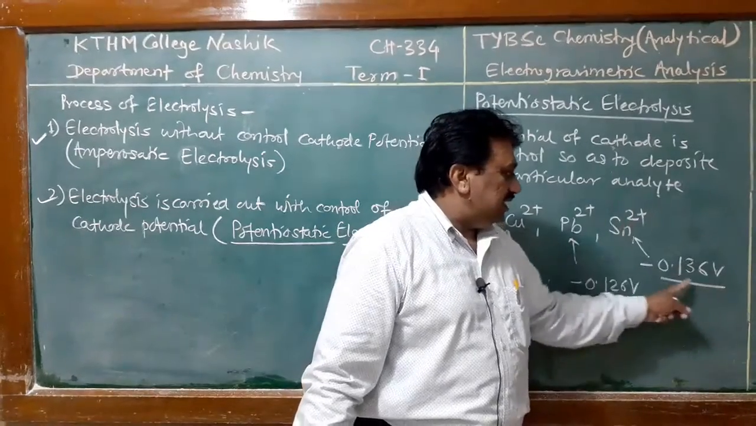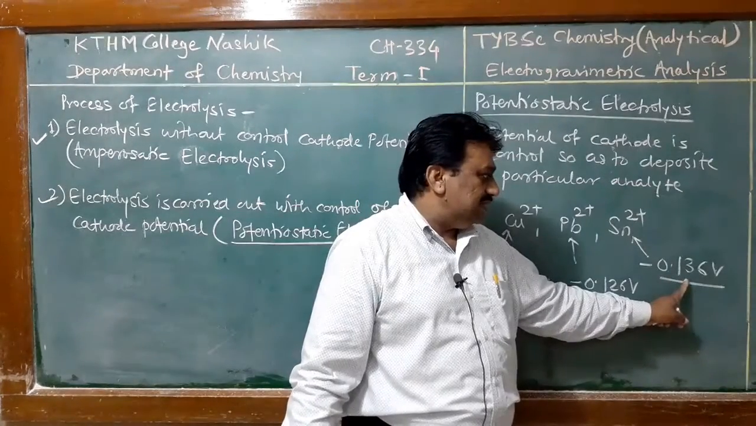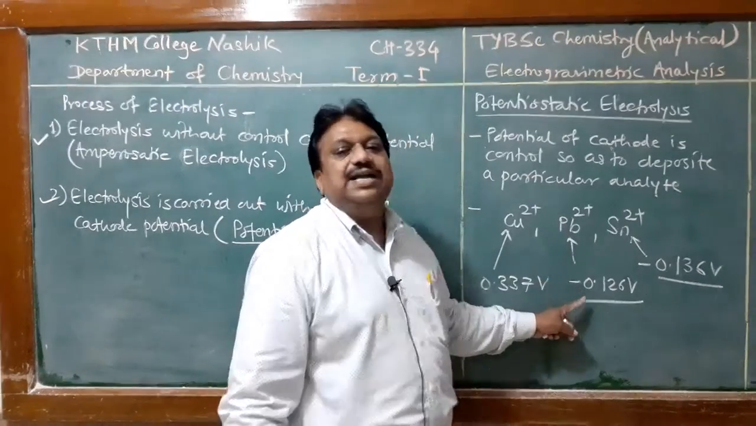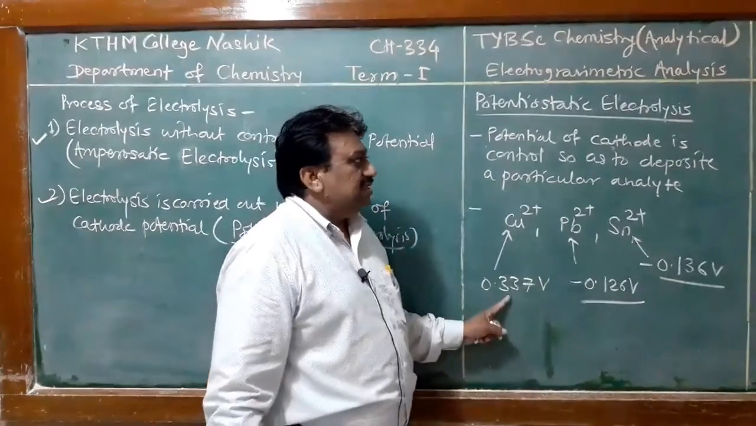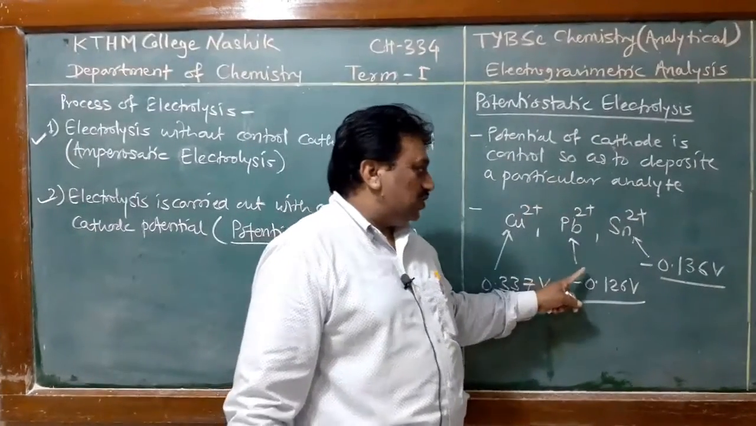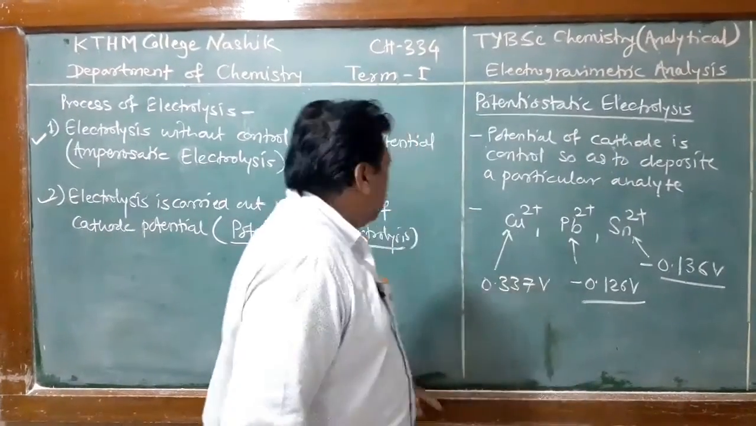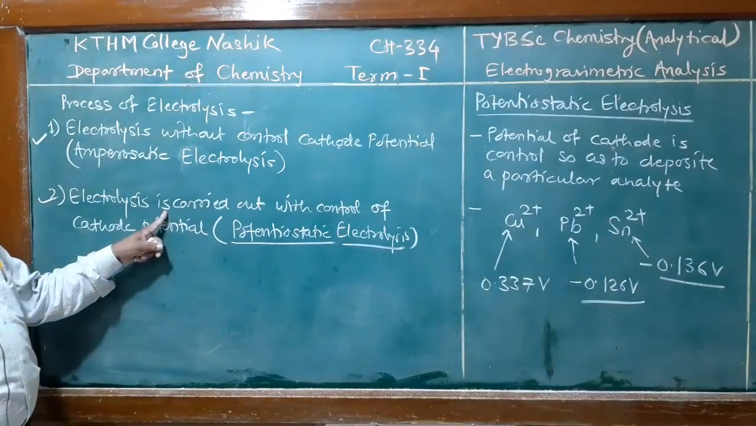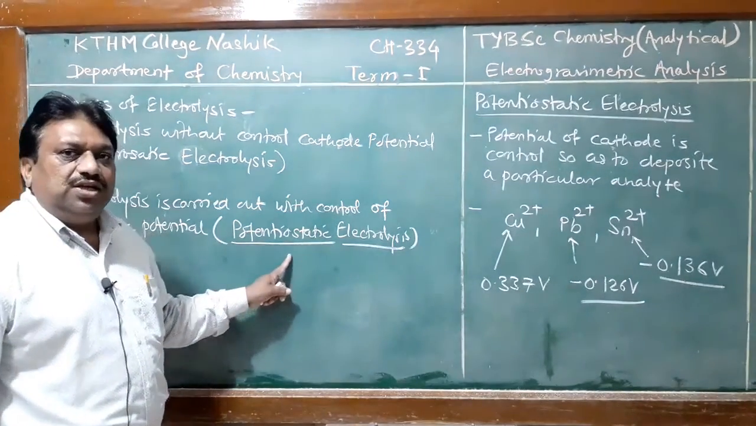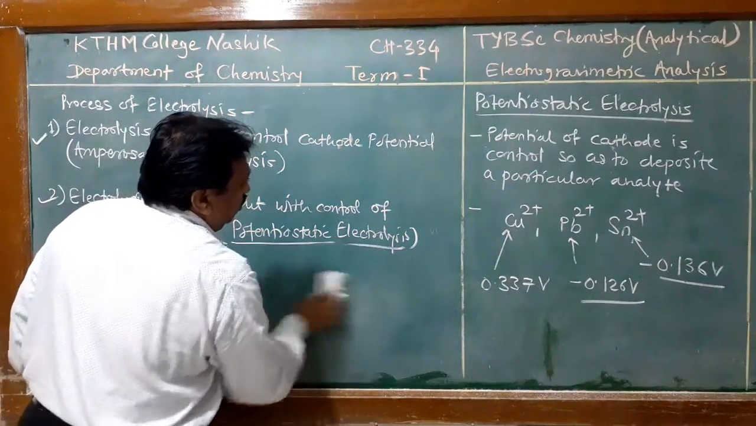And when we have to deposit lead, at that time we have to control the reduction potential value to 0.136 volt, so that the reduction of lead ion is not possible. Therefore, in this case the potential of the working electrode or cathode is controlled so as to carry out the deposition of a specific ion in the presence of others, and that is called electrolysis with controlled cathode potential, or potentiostatic electrolysis.